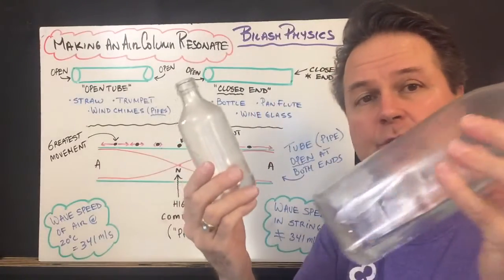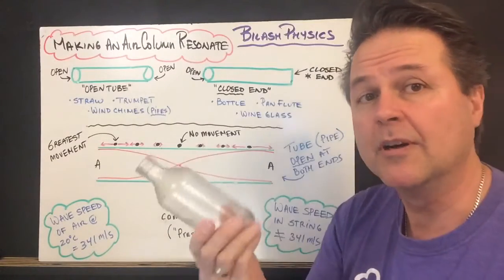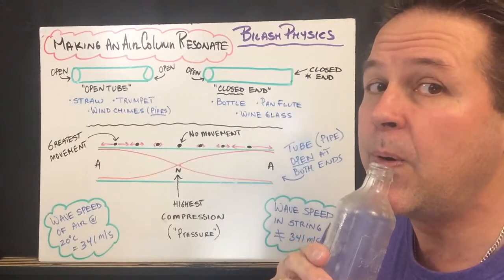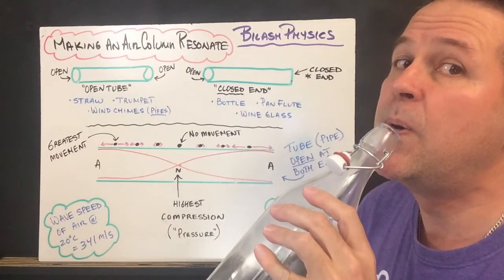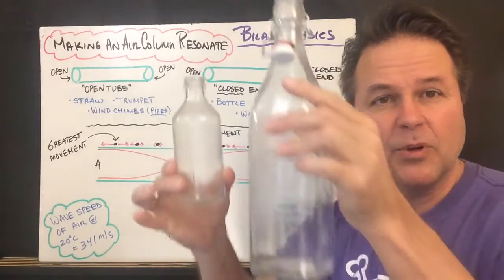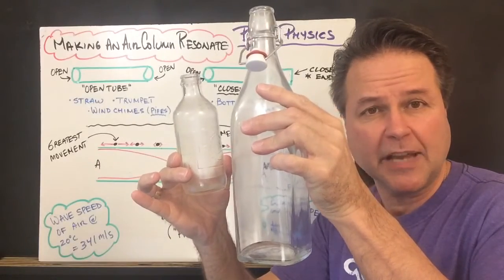Now, here are two bottles, a small one and a large one. What do you hear? Two different sounds. What do you think the reason between the two different sounds is?